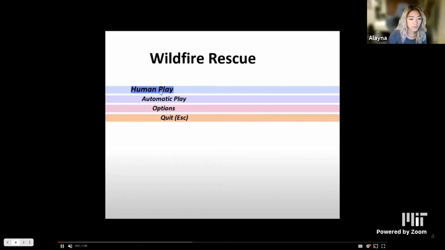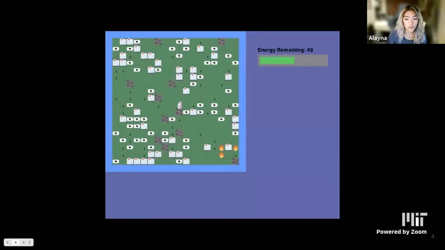Okay, so we have for you now a demo of a human playing our game. So we just wanted to show you what basic gameplay would look like. So we see here basic turning and moving forward, picking up batteries, which replenishes the energy bar that decreases with every step. And then picking up a pedestrian, which is marked by the eyes, and dropping them off at a hospital.